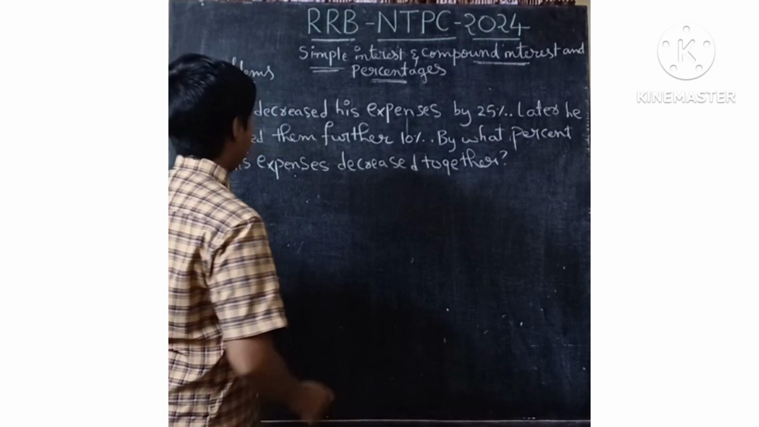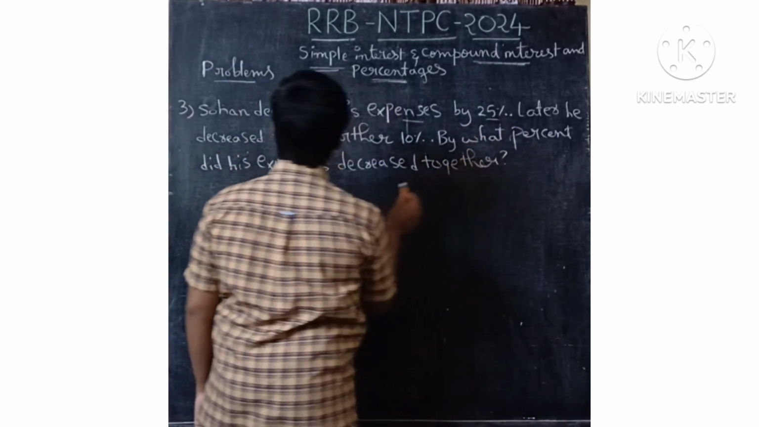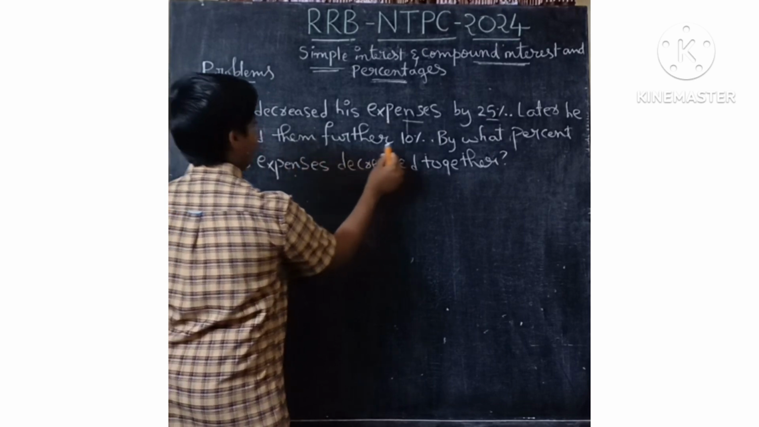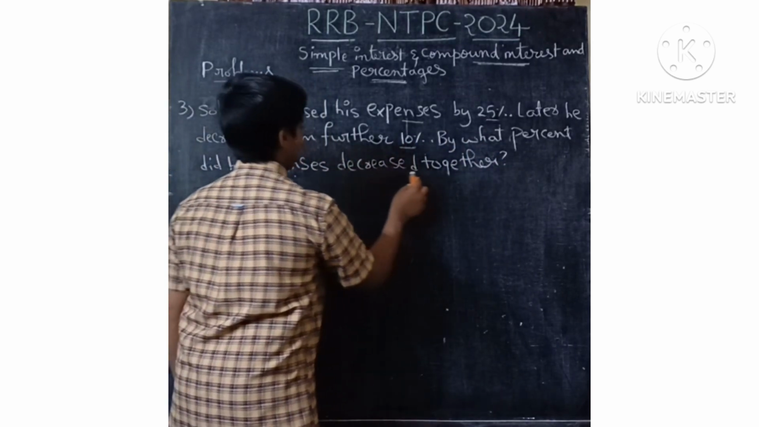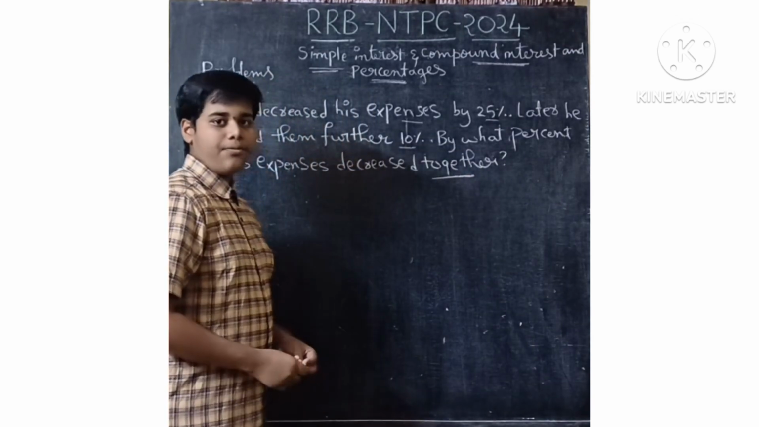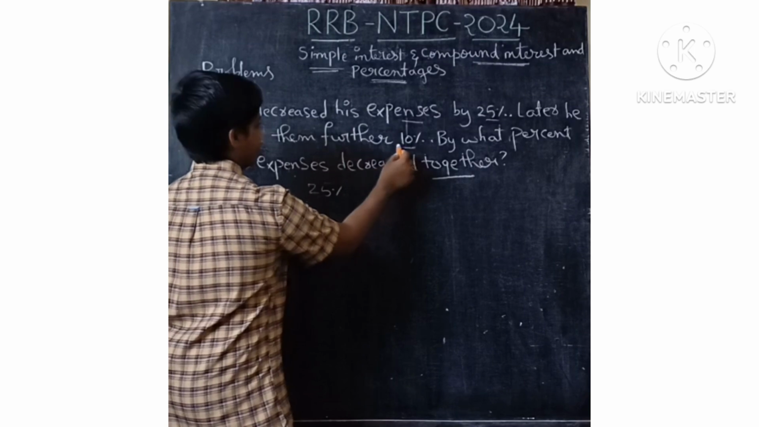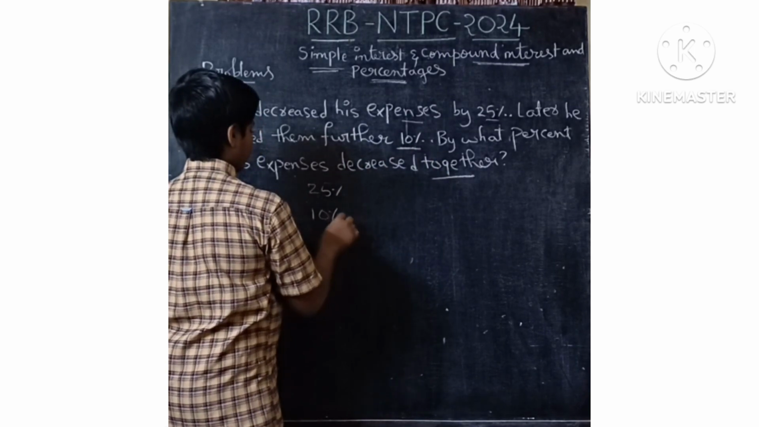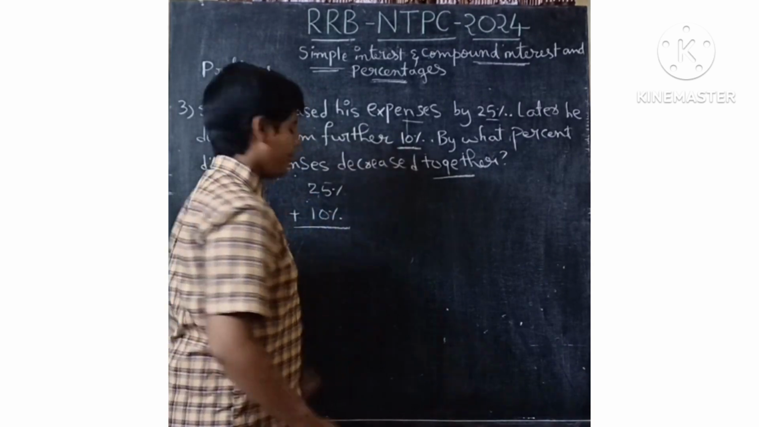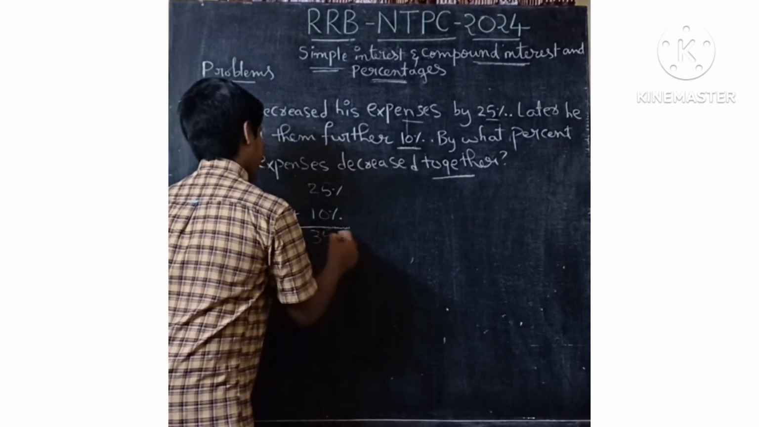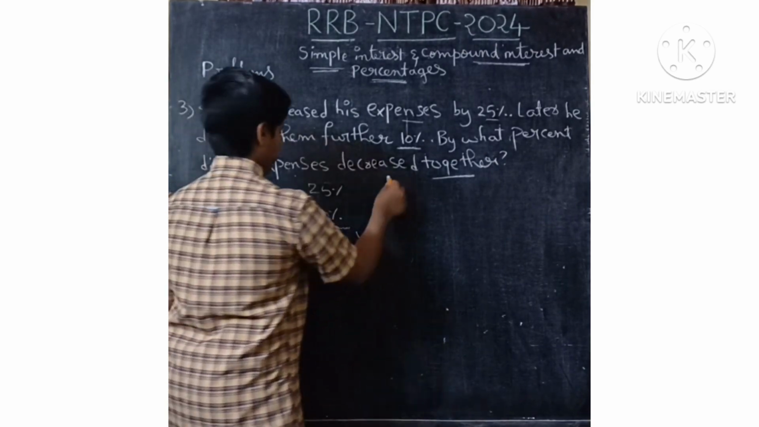Okay. If you see the third question, Sohan decreased his expenses by 25%. Later he decreased them a further 10%. By what percent did his expenses decrease together? So the first time he decreased it 25% and the next time he decreased it 10%. They are asking for the total together. So some would say 35%. But this is wrong. We should not do it like this.